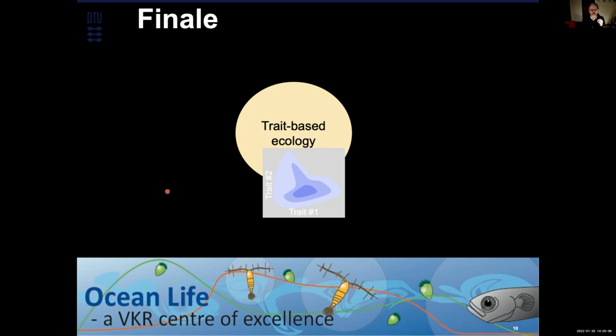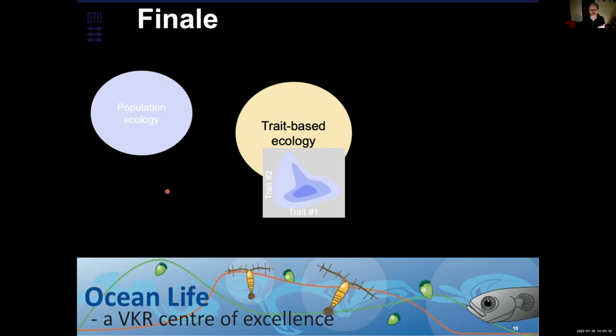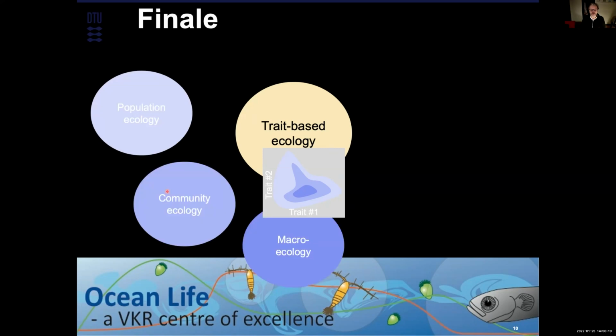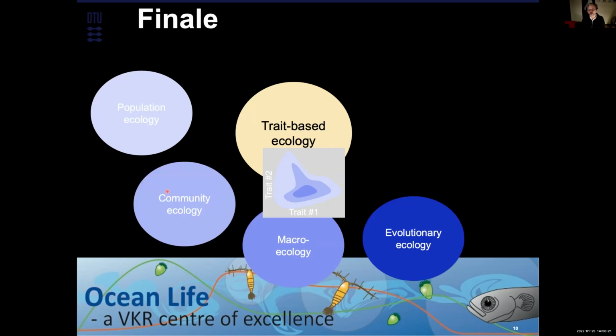But I would want to finish off by saying I don't think this here is the end to what we're doing when we're doing ecology or marine ecology. There are many other approaches. We have the population ecology, community ecology, macroecology, evolutionary ecology. And trait-based ecology takes a lot of things from all of these approaches here and brings them together. But it's not an end to meet all our needs.